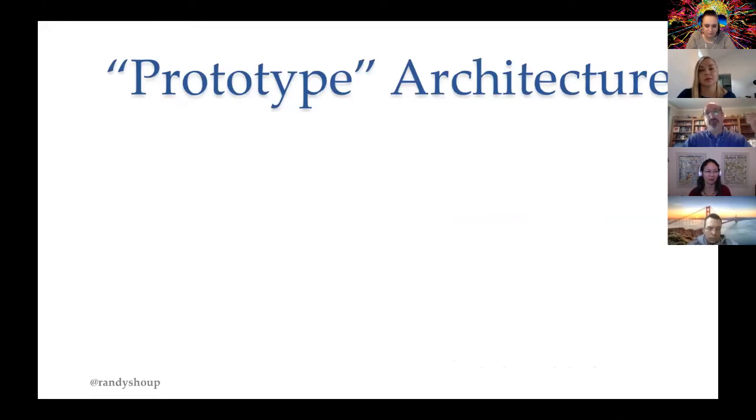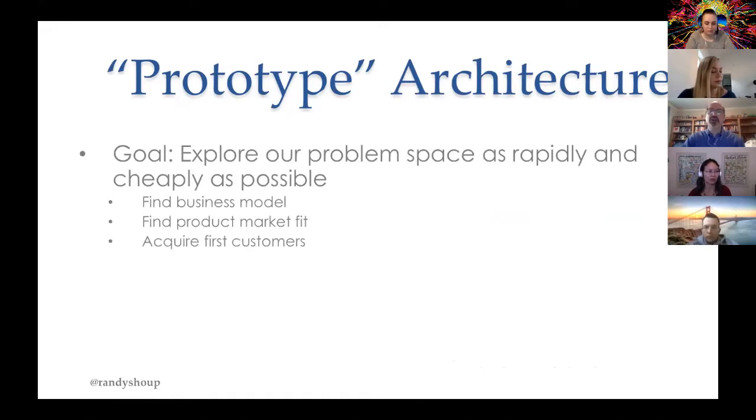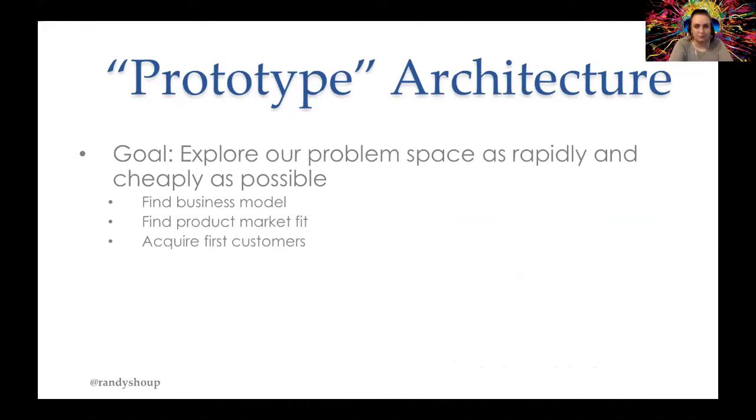So at this idea phase, we really don't want to have much of an architecture at all. The way I like to think about it is we want to have a prototype architecture. Our goal at this stage is to explore the problem space, try to figure out what we're doing here, but as rapidly and as cheaply as possible. So let's find a business model, let's find product market fit, and let's see if anybody's willing to pay for it, or it's useful, or if you're in a company, is it useful for other people? Are they going to use it?